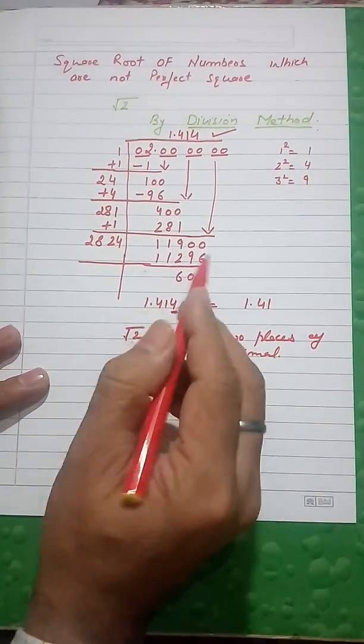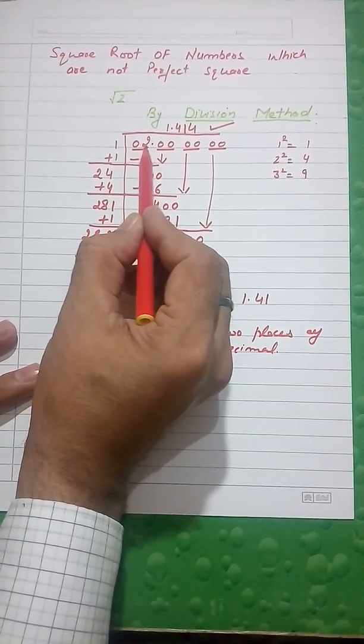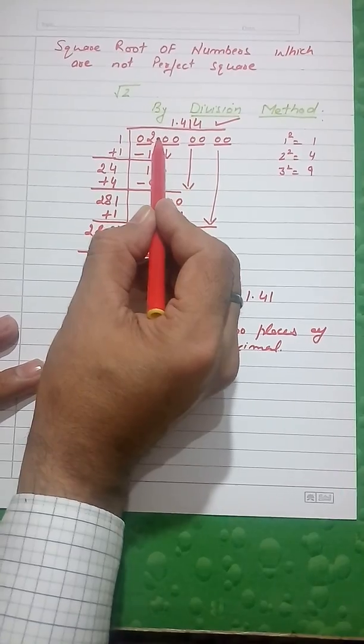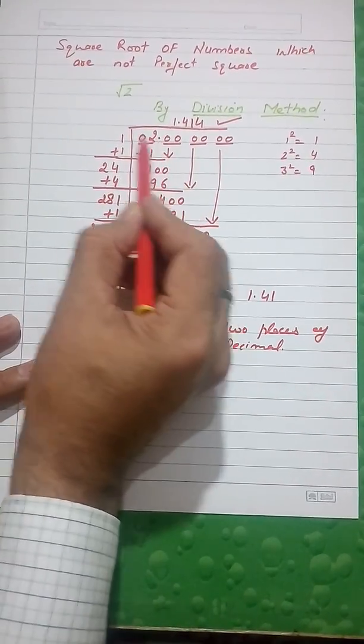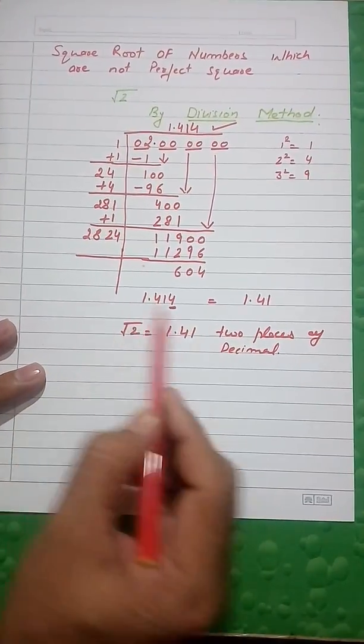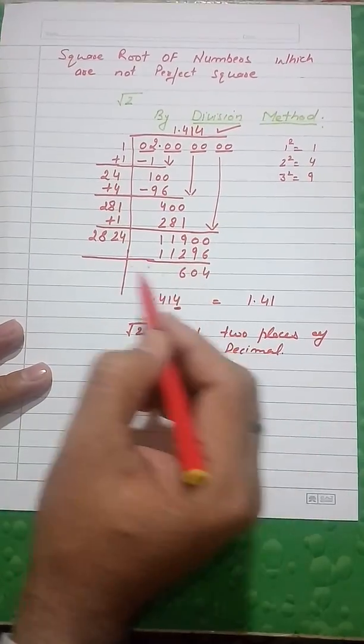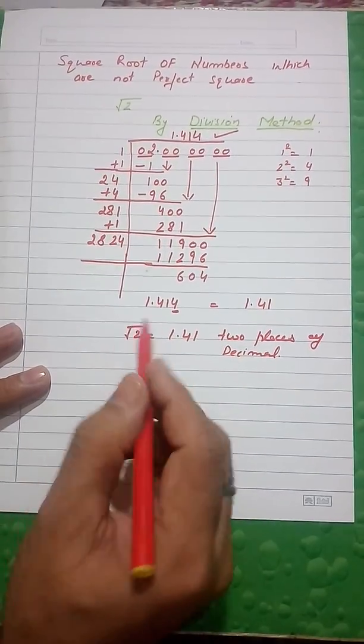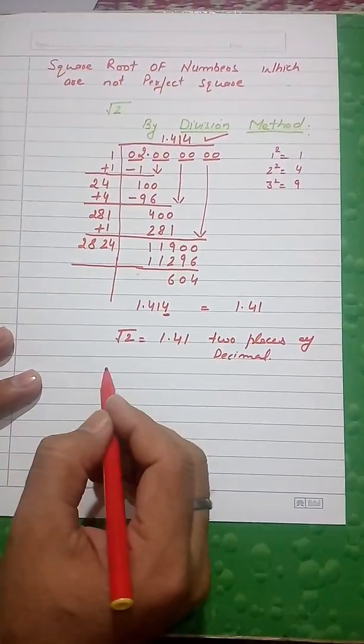So the process is just make the pair by putting the decimal here, 0 0, and then the process follows. You can find the square root of any number that is not a perfect square by the division method.